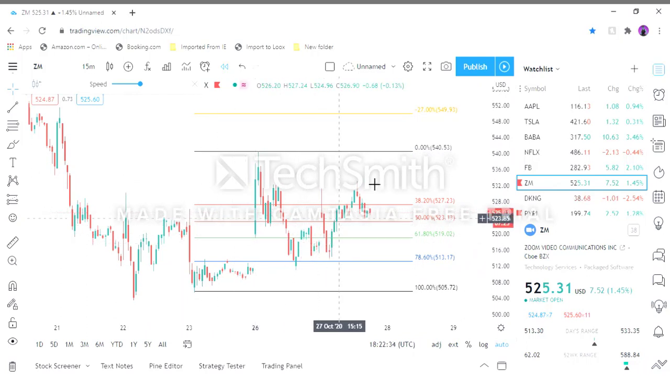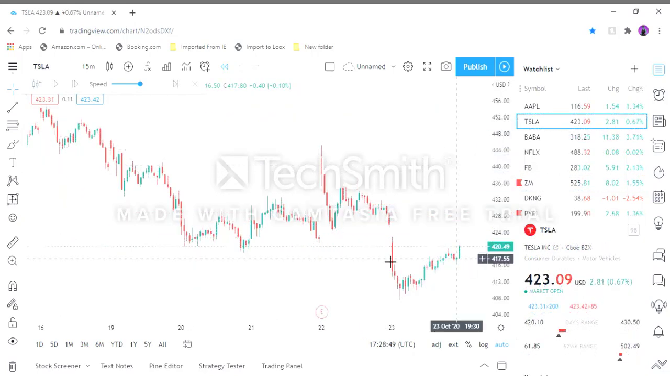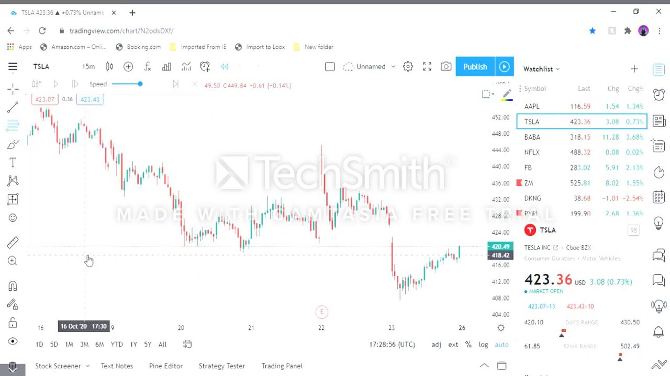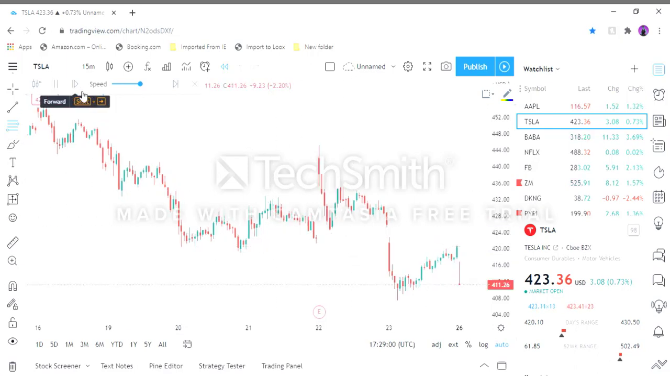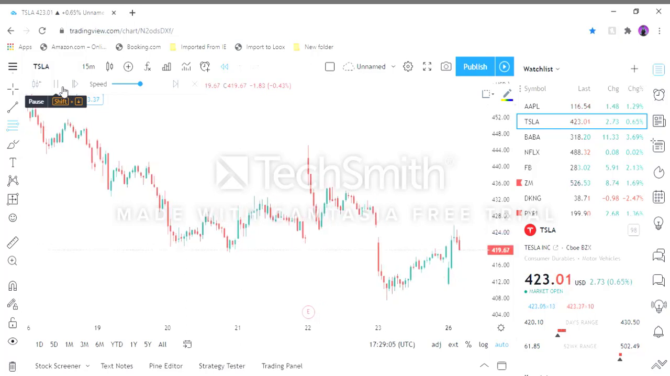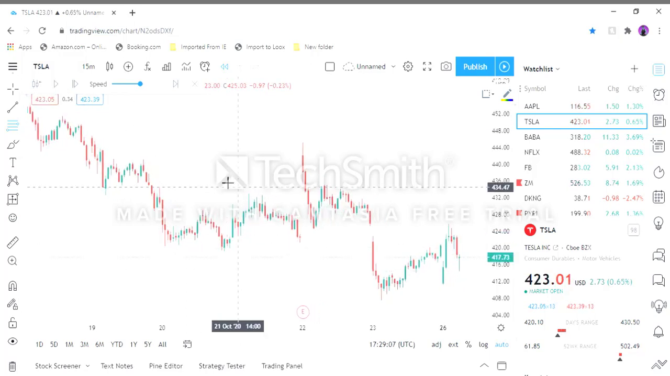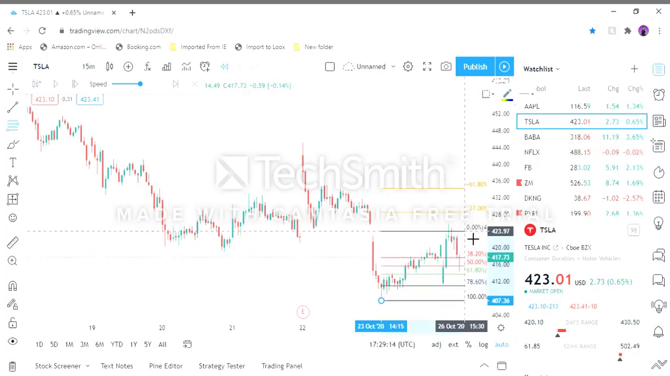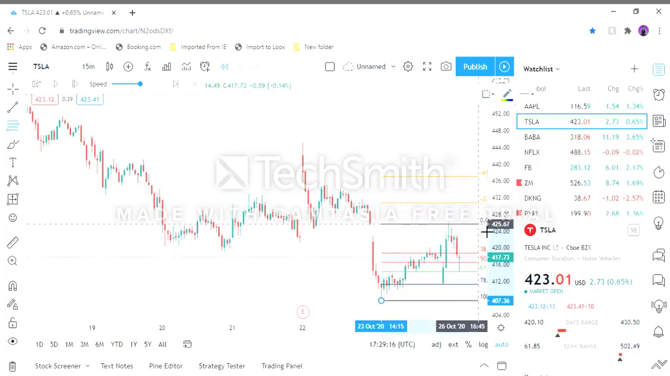Alright. Now the next one is gonna be on Tesla. This one we're gonna start from the lowest point to the highest point. You're gonna be trying to get it to go up this time. Right. Boom, there it goes. Start from the lowest point to the highest point.